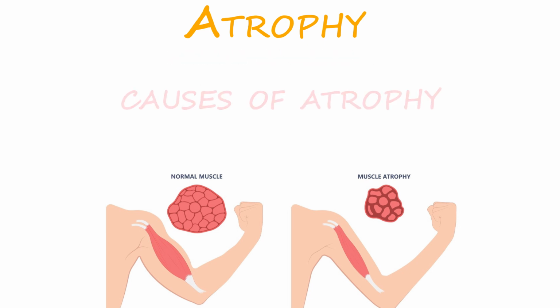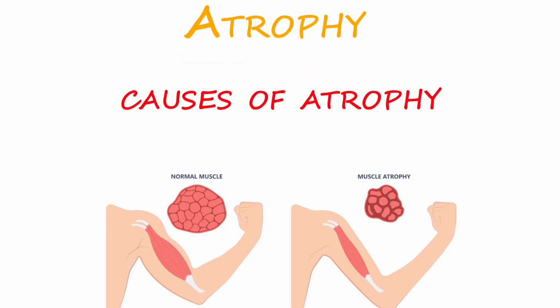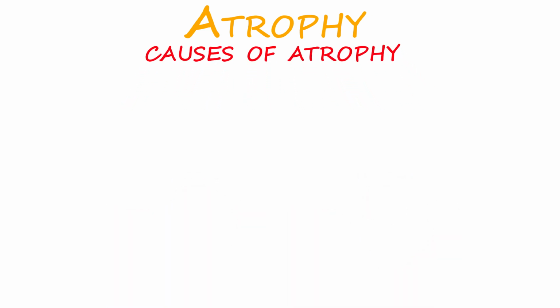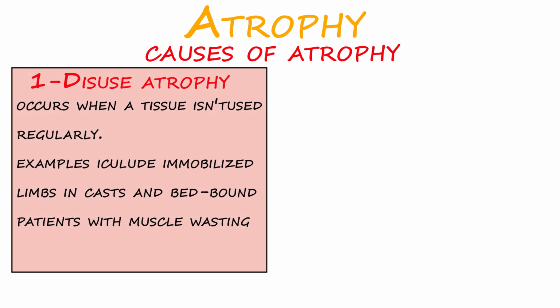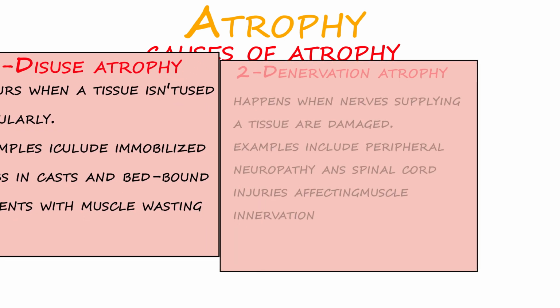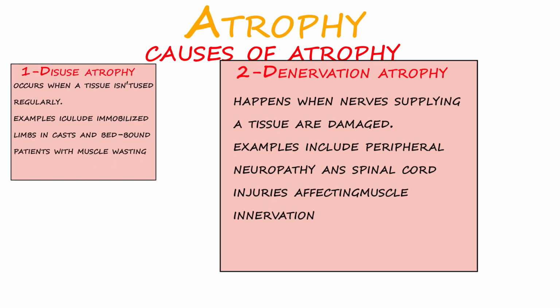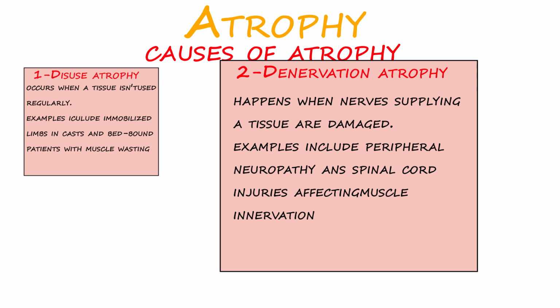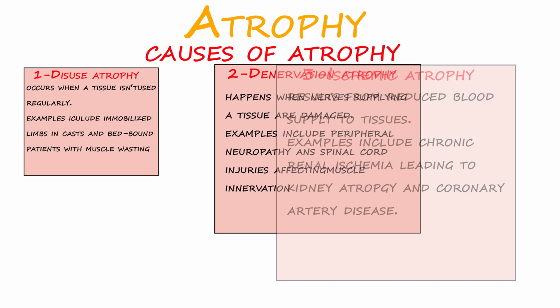Atrophy is the decrease in cell size resulting in a decrease in tissue or organ size. There are 5 major causes of atrophy, each with distinct mechanisms and clinical presentations. Disuse atrophy occurs when a tissue isn't used regularly, such as muscles immobilized in a cast or in bed-bound patients. Denervation atrophy happens when nerves supplying a tissue are damaged, as seen in peripheral neuropathy or spinal cord injuries.